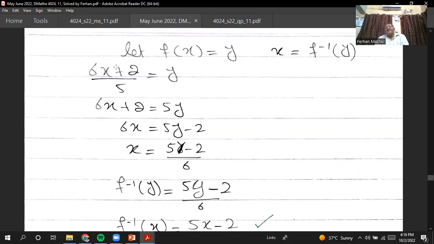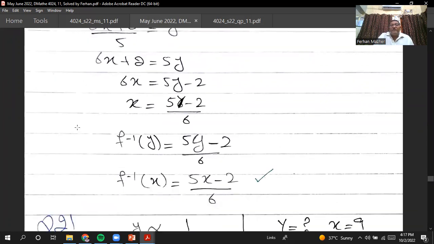Now I will try to make x the subject of the formula. This 5 will go on the other side. So you will have 6x plus 2 equals 5y. So 6x will be equal to 5y minus 2. So x will be equal to (5y minus 2) divided by 6.